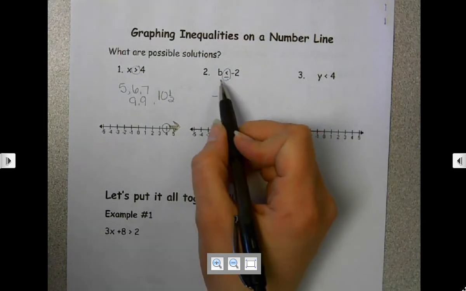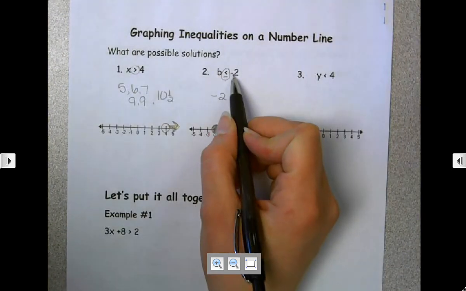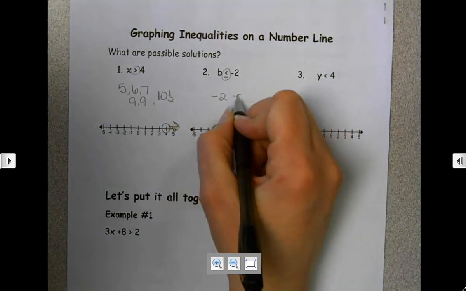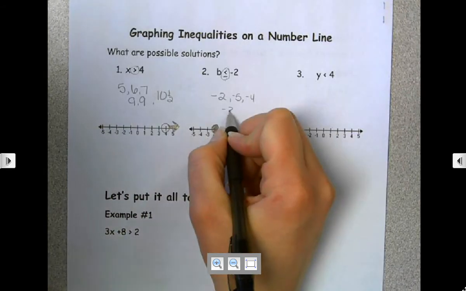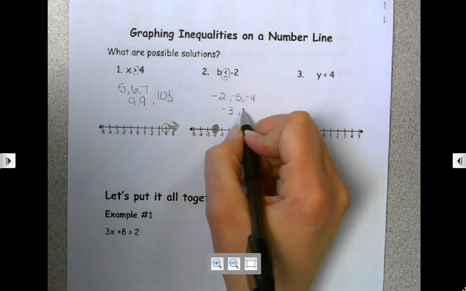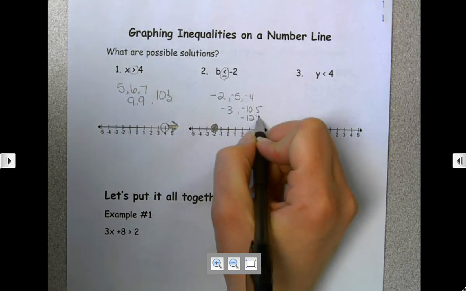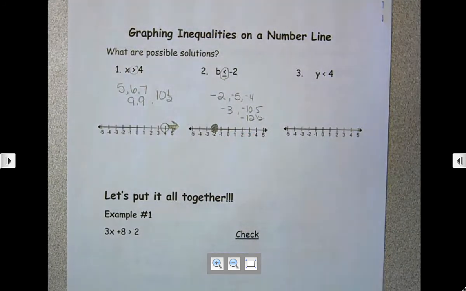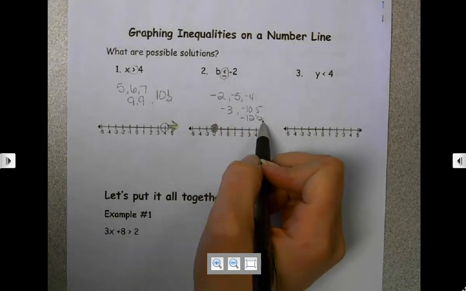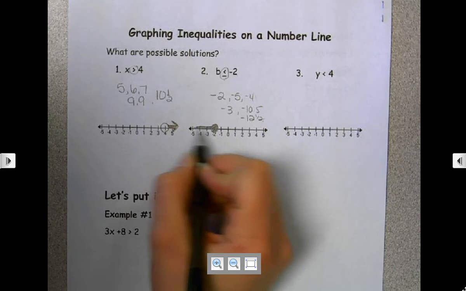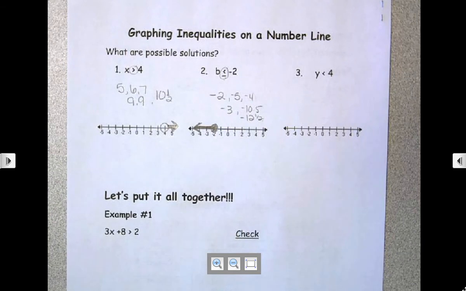So now we've got to figure out what other solutions we have. b is less than or equal to -2. So what values are less than or equal to -2? Well, -5, -4, -3. We could do -10.5, -12.5. There's endless possibilities. And all of these numbers, if we look on the number line, are to the left of the point. So we are going to shade to the left, and make sure that we draw our arrow to indicate that those values go on and on and on.